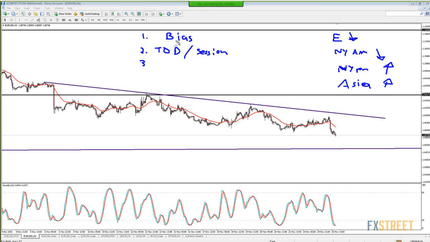So, going through my little analysis process here: bias, time of day, session, and then I'll start with intraday S&P charts. I'm using the S&P as the stock market in general. Then I expand out to a weekly, maybe even a monthly, and then bring it back to the intraday stuff. That's my cycle with all these things. And then after that, we go to the euro and the other majors.